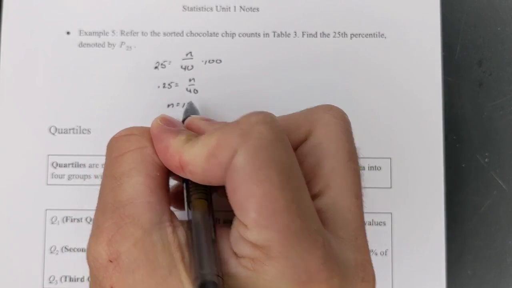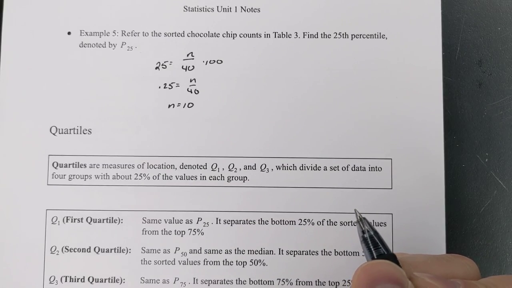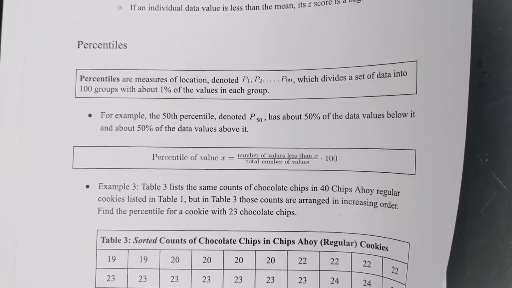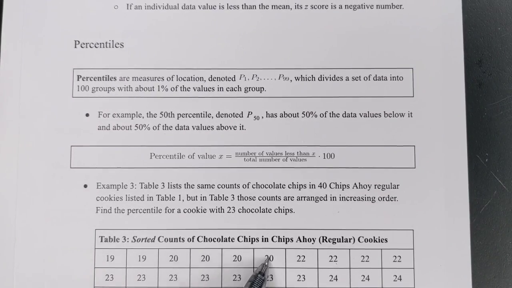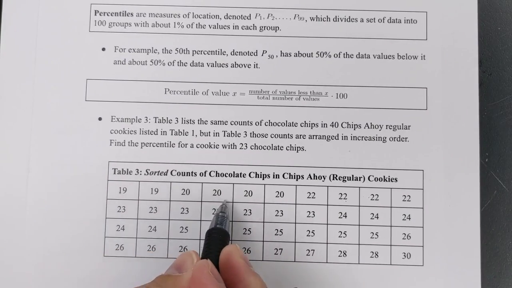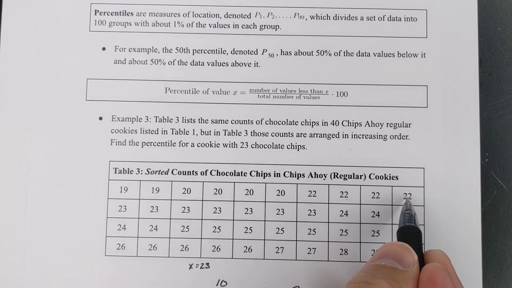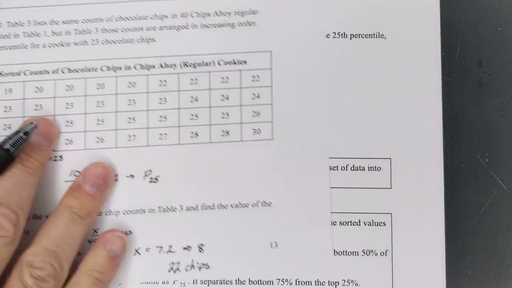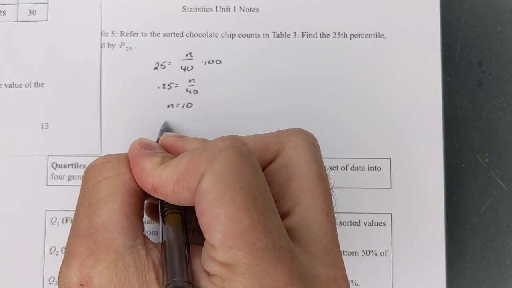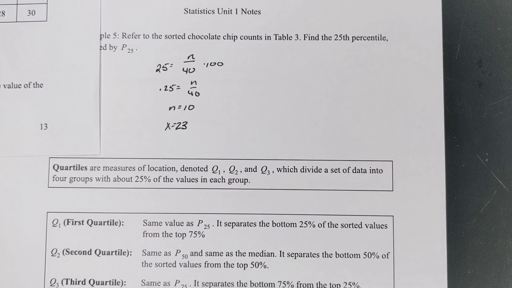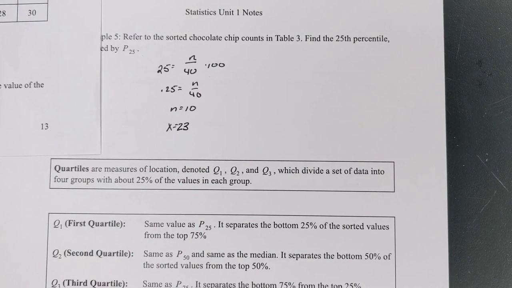So n is equal to 10. So there are 10 numbers less than my number. So if I go back to my table, I count up 1, 2, 3, 4, 5, 6, 7, 8, 9, 10. There's my 10 numbers less than this one. So since n is 10, you're looking for the 11th number. So x is 23. And this is essentially example 3 worked in reverse.